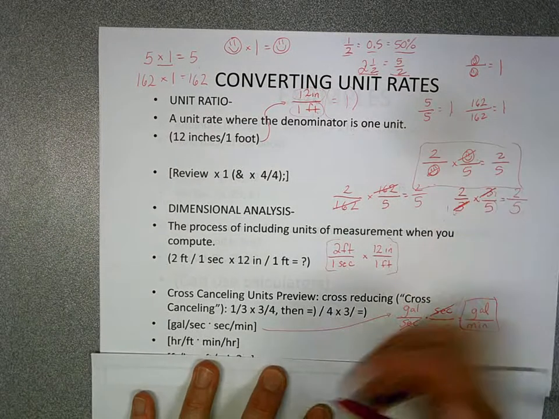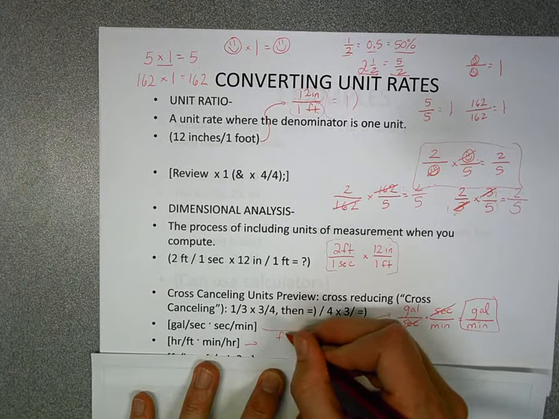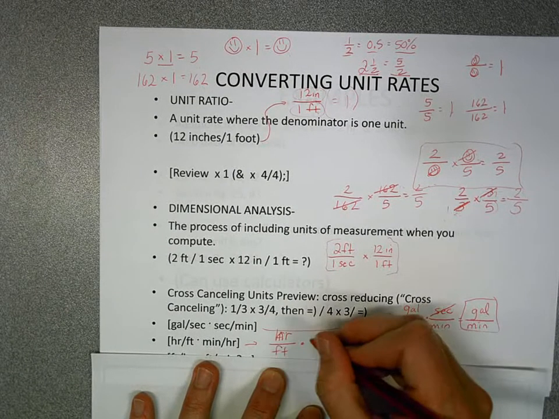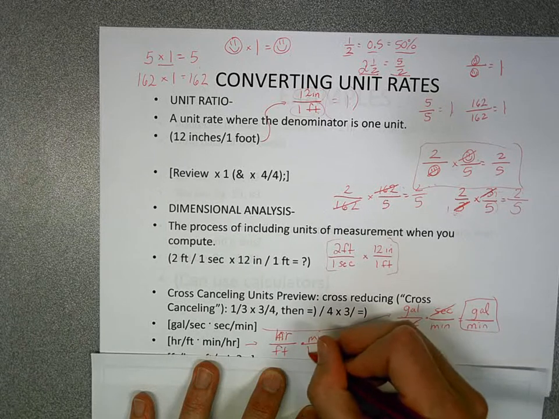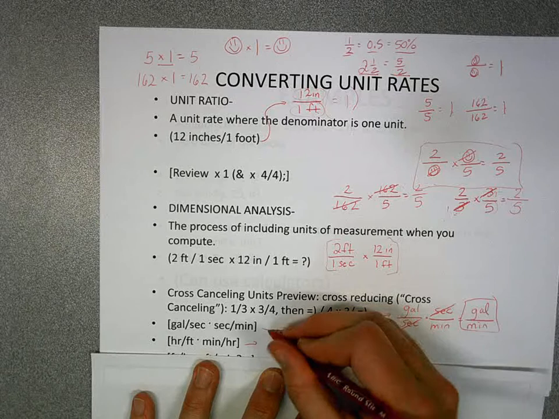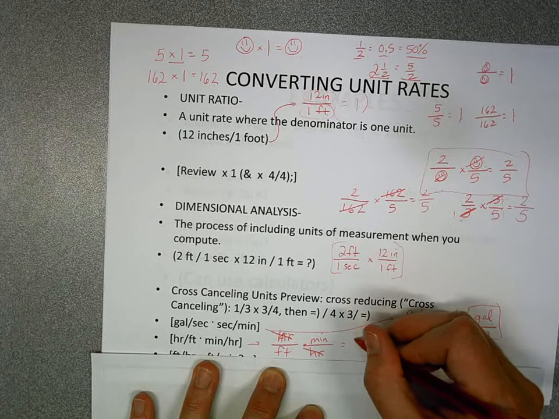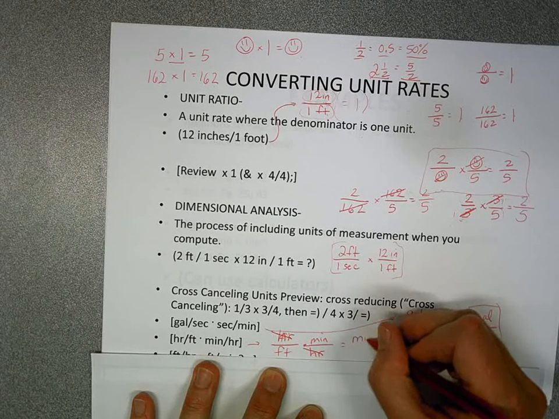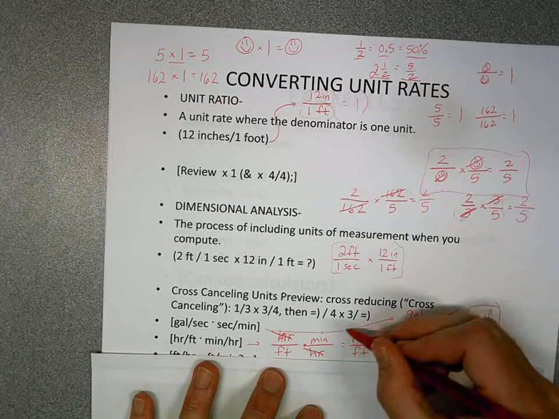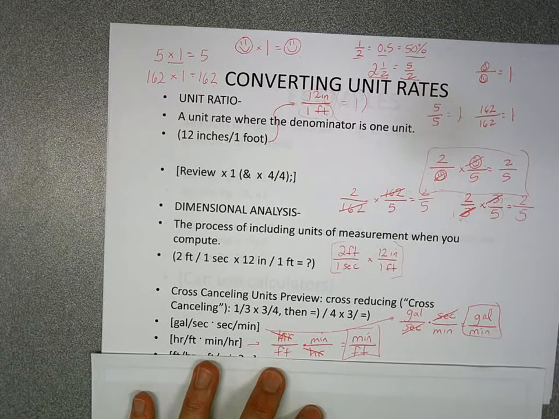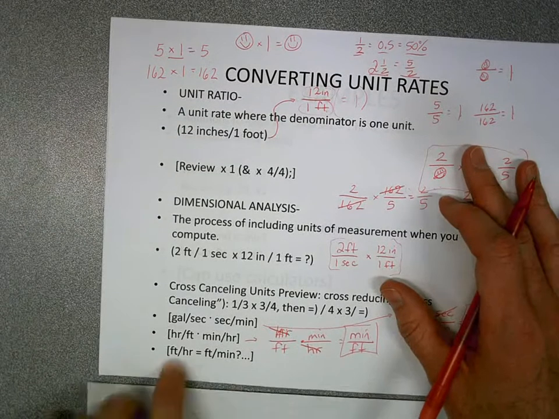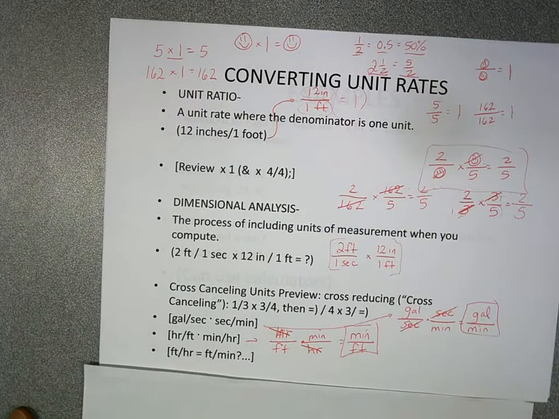What about this one? We have, hours over feet times minutes over hours. What can we cross-cancel? Hours, right? We can cross-cancel this way. What do we have on the top? Minutes. What do we have on the bottom? You can actually cross-cancel units. All right? This last one we're going to talk about in our lesson.